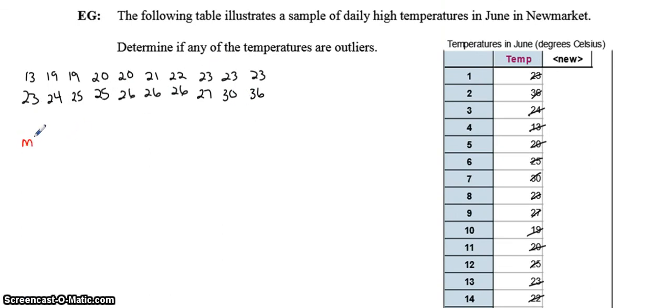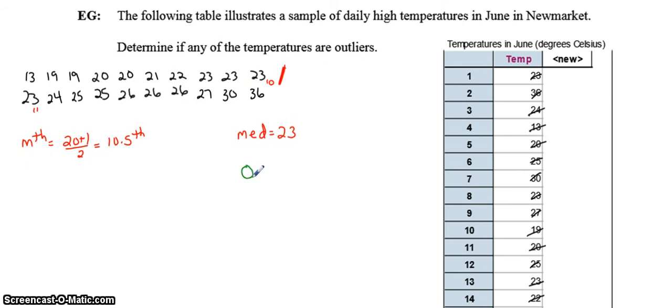So for the median, we're going to find the nth position. There's 20 pieces of data. So that gives you 10.5. So that means your median is in between the 10th and the 11th piece of data. So the 10th piece of data is 23. The 11th piece of data is 23 as well. So right in between, your median is 23.